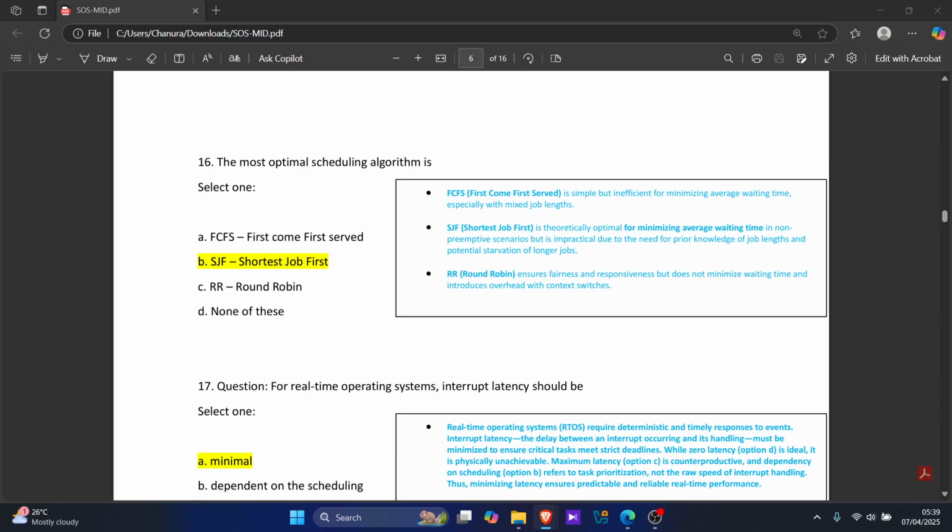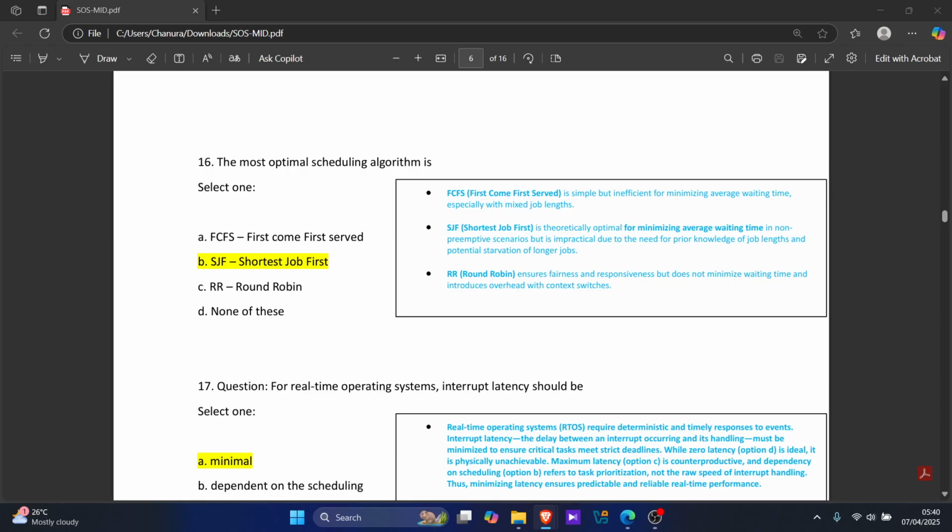But the question lists SJF as an option. However, SJF is non-preemptive and optimal in that context. But if preemption is allowed, then SRTF is better. Since the question doesn't specify, but in many cases, when people refer to SJF, they might mean the non-preemptive version. So depending on the context, the answer could be B or D. But given that the options don't include SRTF, and the question is about the most optimal, then perhaps the answer is D, none of these, because the truly optimal isn't there.